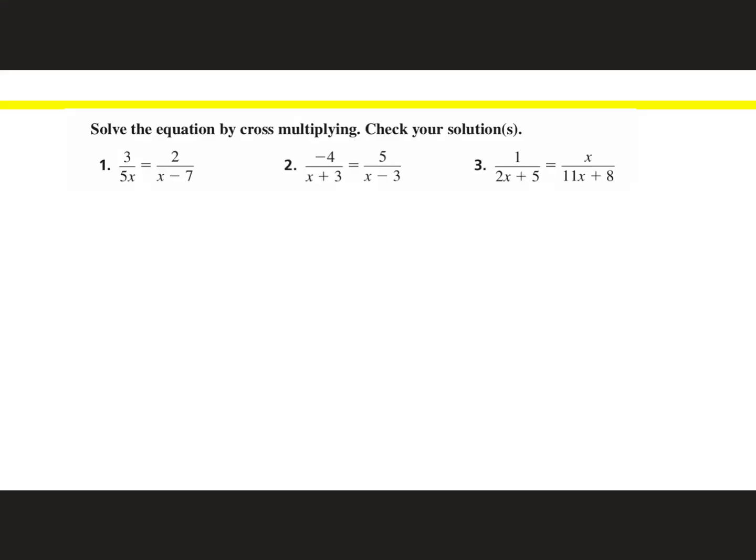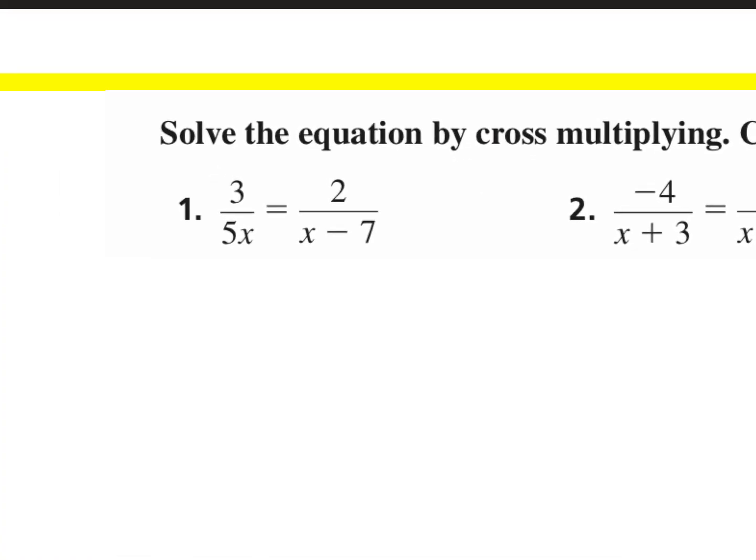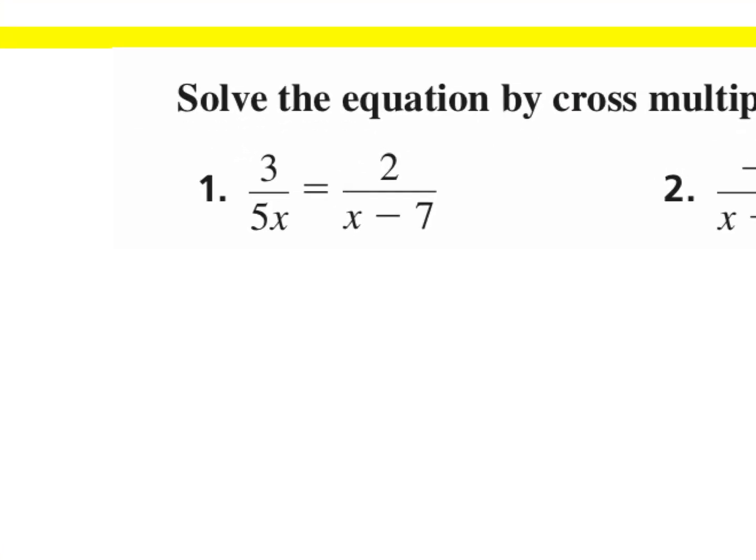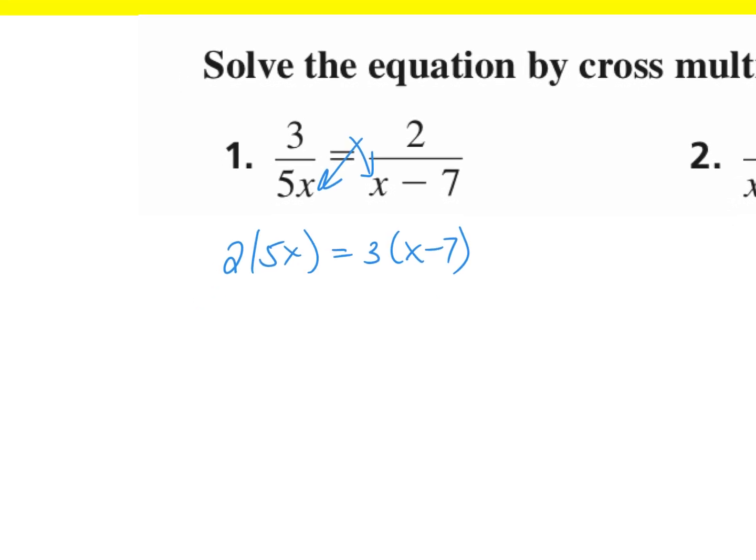So let's run through a few of these. Do you guys see how this is a fraction equal to a fraction? So what can we do? Cross multiply. So 2 times 5x equals 3 times x minus 7. You can cross either way. You could do 3 times x minus 7 first and then 2 times 5x on the other side. Doesn't matter. But we're going to multiply here. So I have 10x equals 3x minus 21.